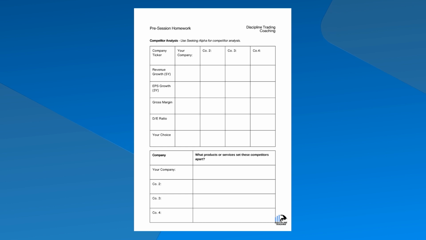Now you're going to enter that company's name in the very first column. And then in the second column, you're going to enter the competition. So company number 2, company number 3, and company number 4. You can put the ticker symbol or the name at the very top.